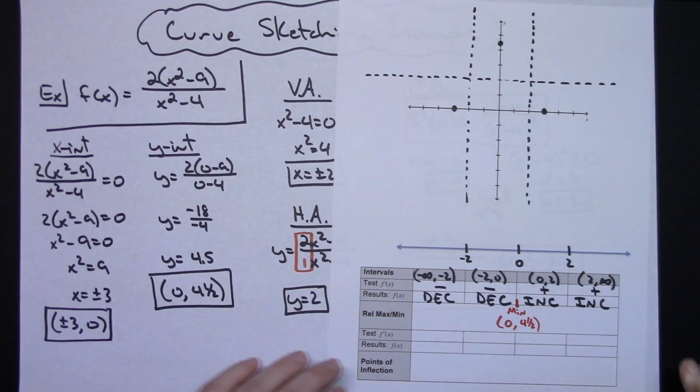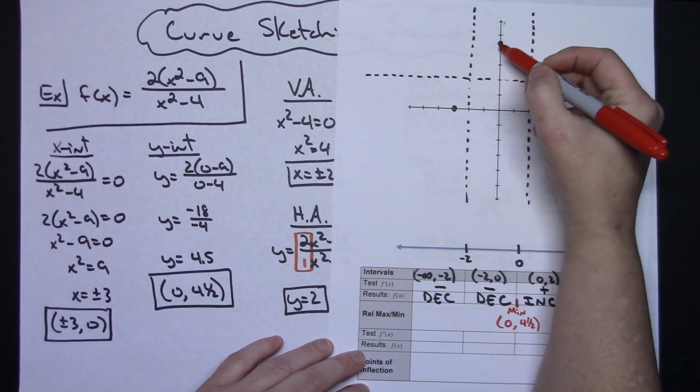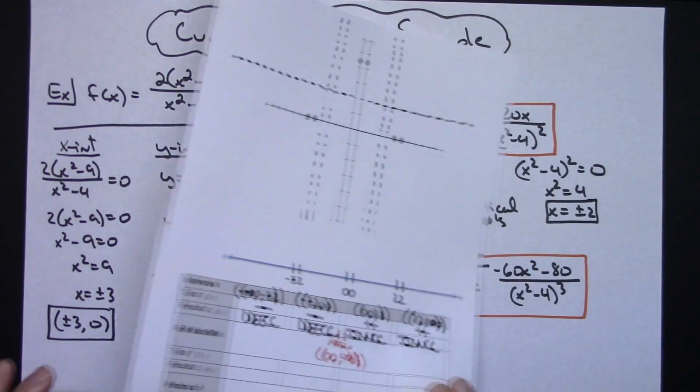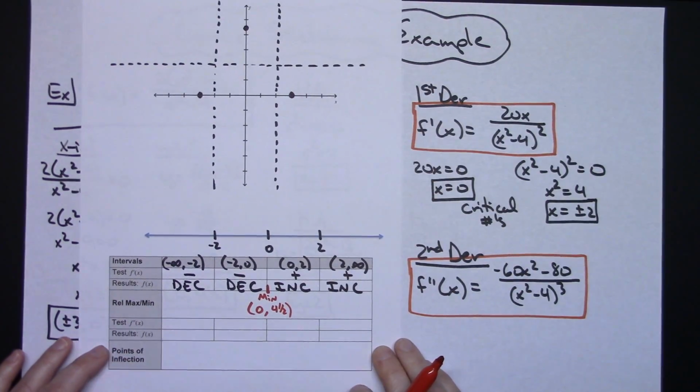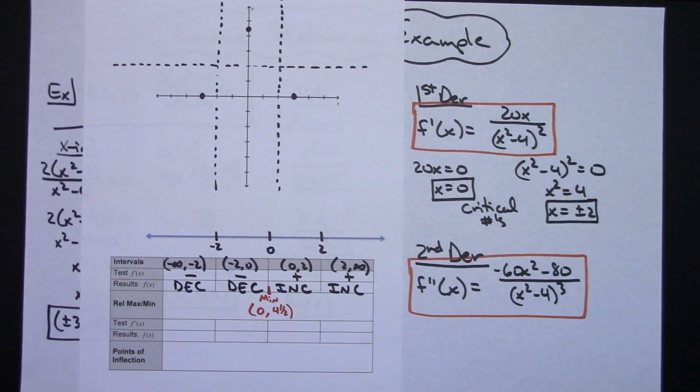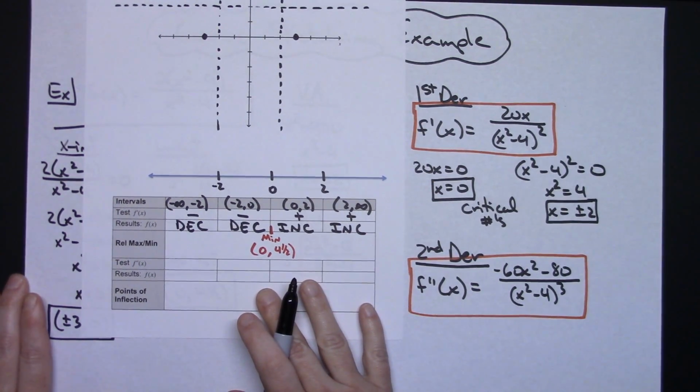So I've got the ordered pair on the graph. That's going to be a minimum right there. Okay, now let's keep going. We'll fill in the rest of this chart here. Now I'm going to have to take a look at the second derivative. So taking a look at the second derivative, let's move this up just a little bit there.